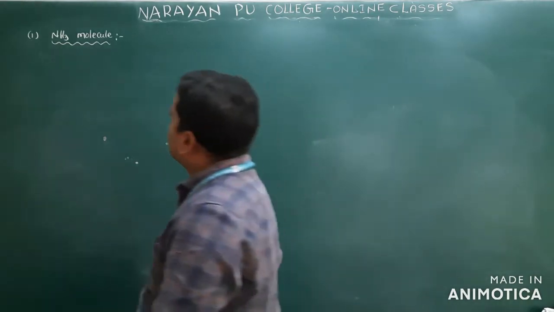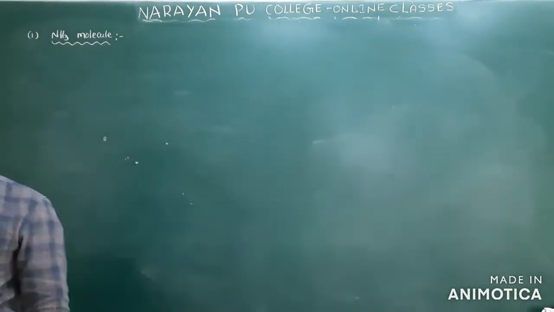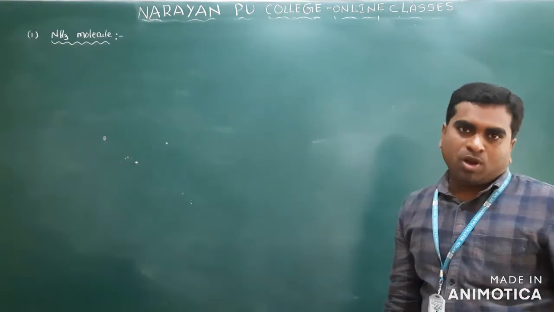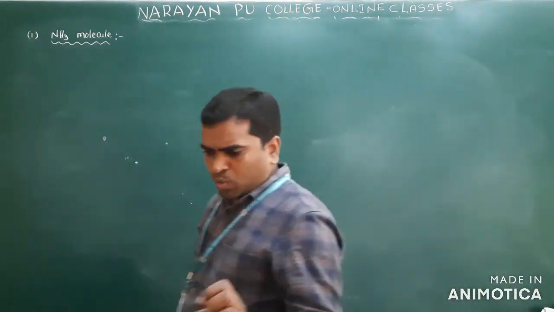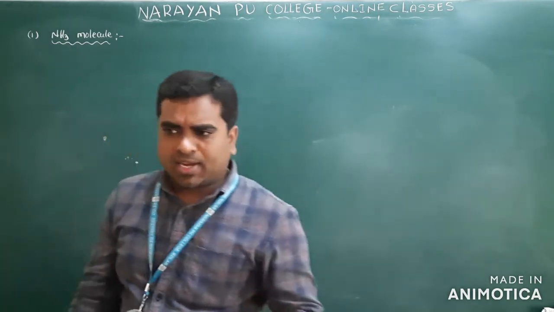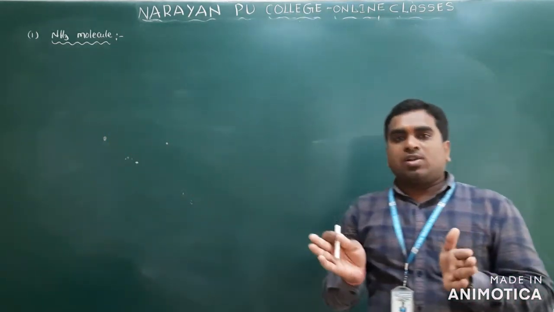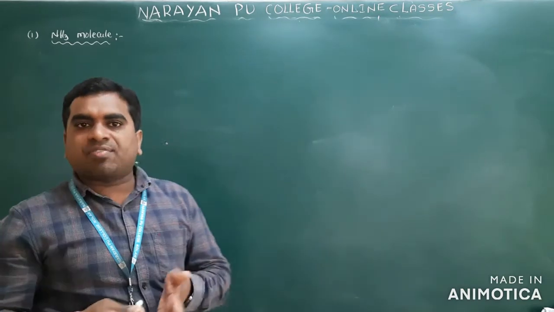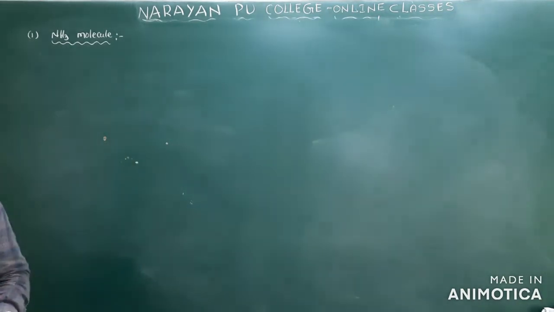Next we have to discuss the hybridization and shape of the NH3 molecule. First of all, you have to write the central atom and its valency orbitals, which will be involved in the hybridization and afterwards in overlapping. That is the concept for all molecules.